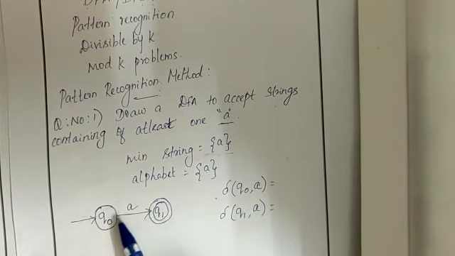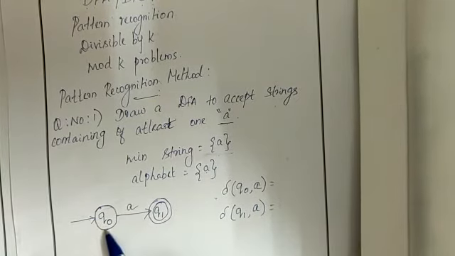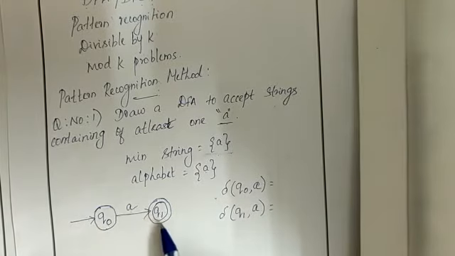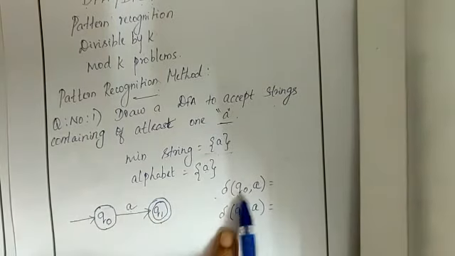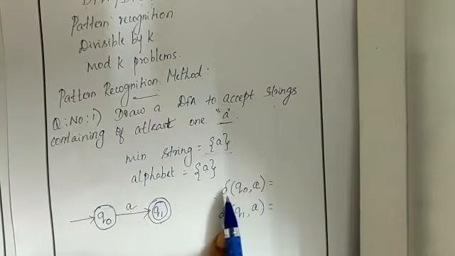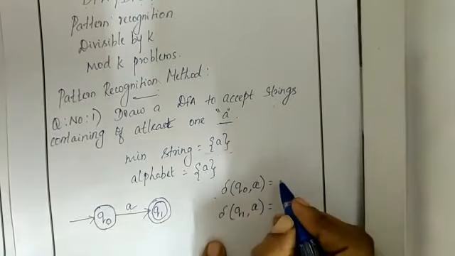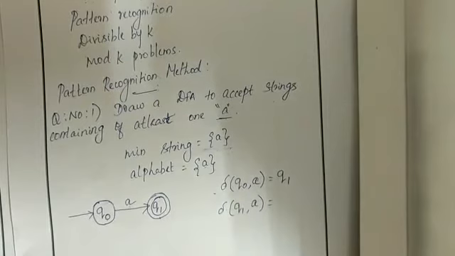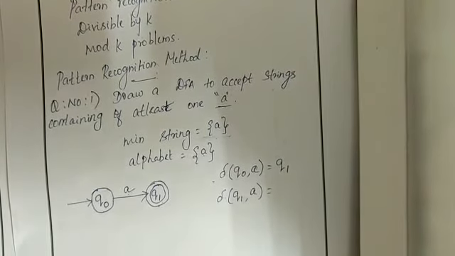I repeat, when the Q0 state accepts A input, there is a transition to Q1. So Q0 state, when it accepts A input, there is a transition to Q1.